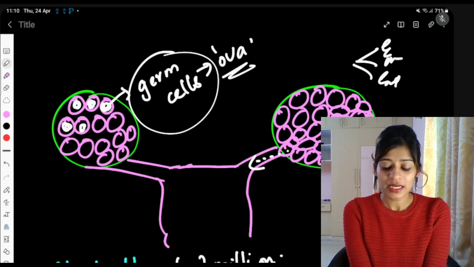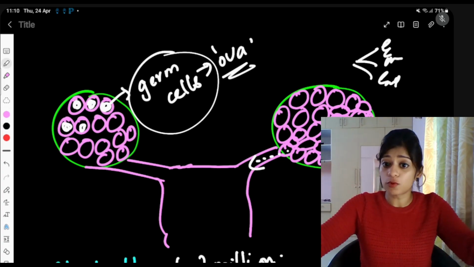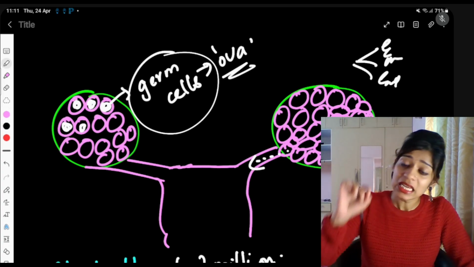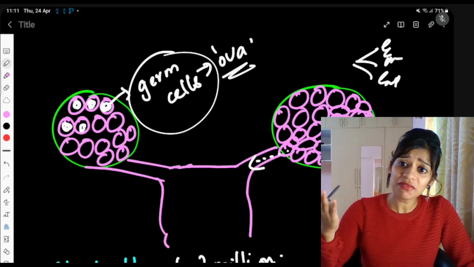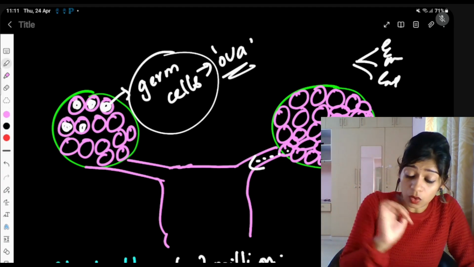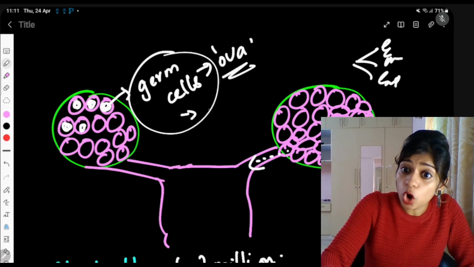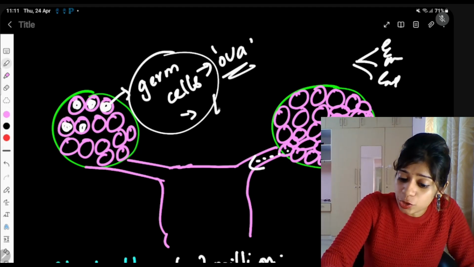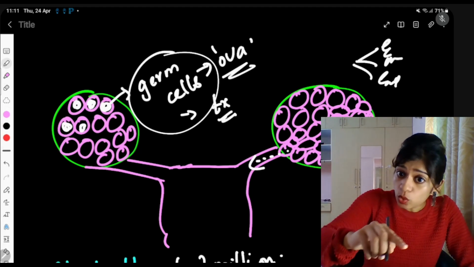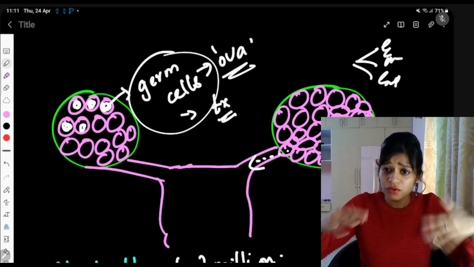Okay, where did we stop, guys? So remember that the ova or the spermatogonia, they are pluripotent. When I say pluripotent, it means that they have the ability to form any of these 3 layers. Now, if the germ cells undergo abnormal proliferation, it can lead to what? Tumor. So I told you germ cells are pluripotent. They can form ectoderm, mesoderm, and endoderm. Right? They have to form the embryo.